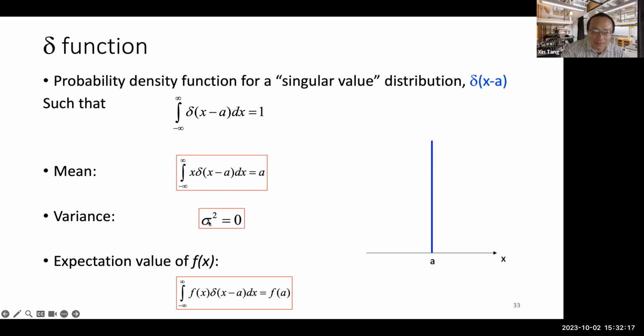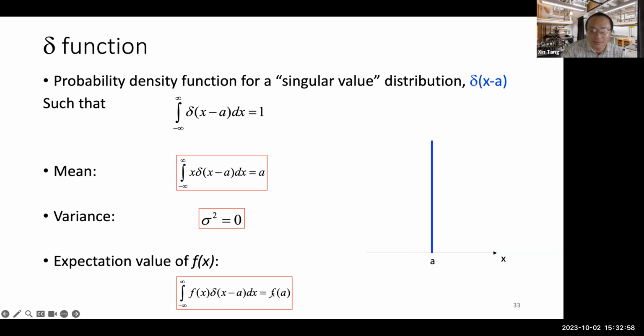Now, for the variance of this, you calculate this variance equal to 0, because there is nothing outside this mean value, okay? And for any other function f(x), if you want to know the expectation value of f(x), then you put the f(x) in times delta(x minus a). You do this because in this function, the term becomes 0 when x is not equal to a. So only x equal to a has this value. So the only value left here is f(a) times 1. So eventually you get f(a).